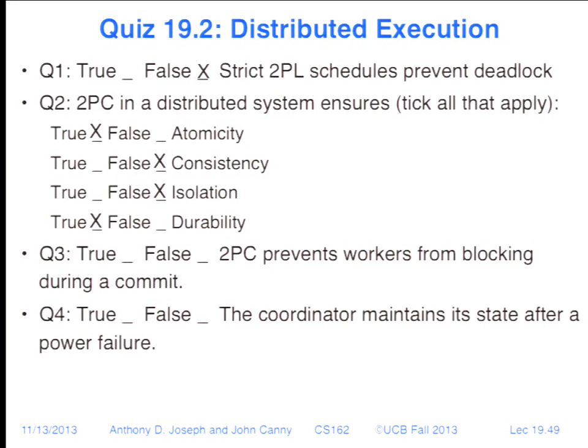Does two-phase commit prevent workers from blocking during a commit? In fact, blocking is effectively one of the states in the elaborated state machines if you include faults. So no. And the coordinator maintains its state after a power failure: true or false? It should be true. We worked hard in the design to make sure that it can come back in the same state, so that whatever state the workers are in, which will often be somewhat ambiguous, they can safely continue after the coordinator sends one of its global messages.